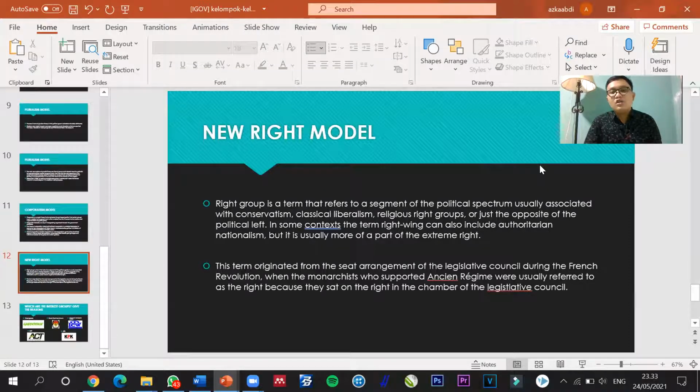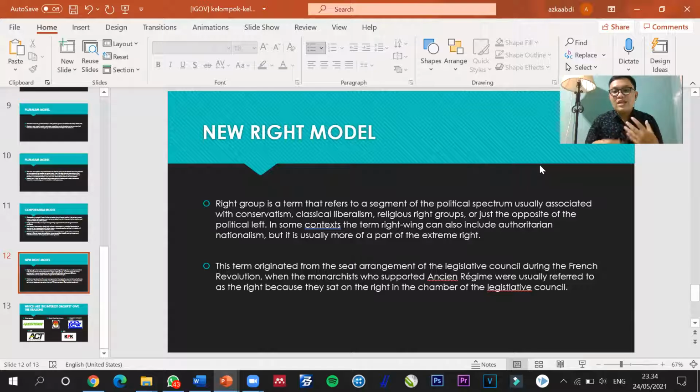And the last one is the new right model. The new right model is a term that refers to a segment of the political spectrum usually associated with conservatism, classical liberalism, and religious right groups, or just the opposite of the political left. In some contexts, the term right wing can also include authoritarian nationalism, but that is more a part of the extreme right.